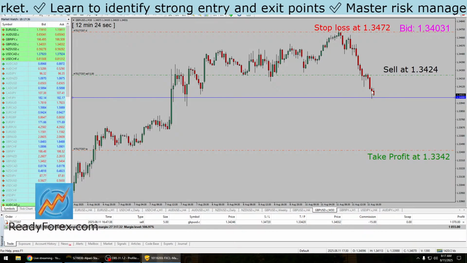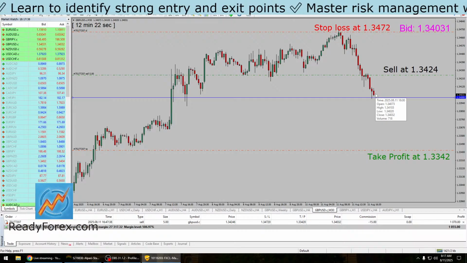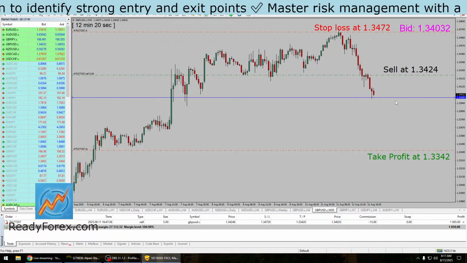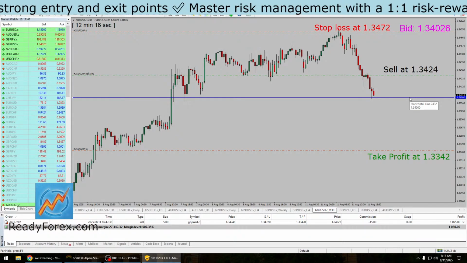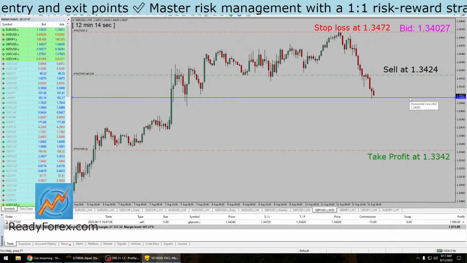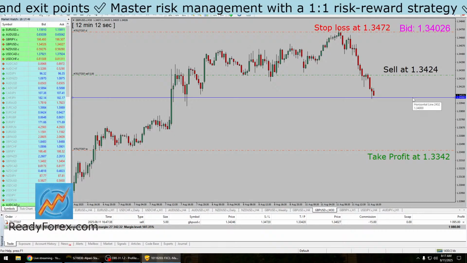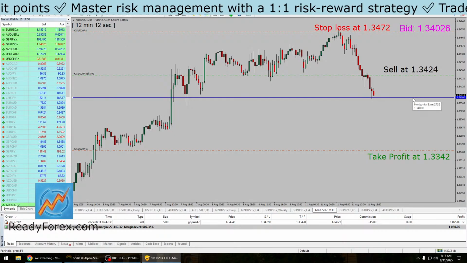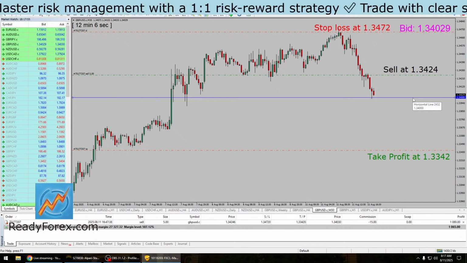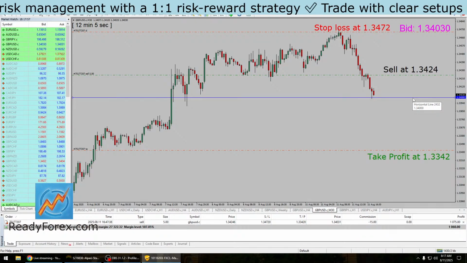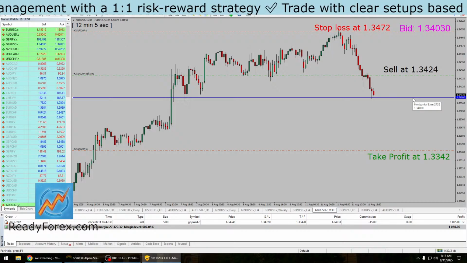So if the market is going to retest this area, then that would be a good indication that the sellers are aggressively selling and they're trying to push the market lower. The New York market session is currently open, so I do expect some more price action and some more trading activity.